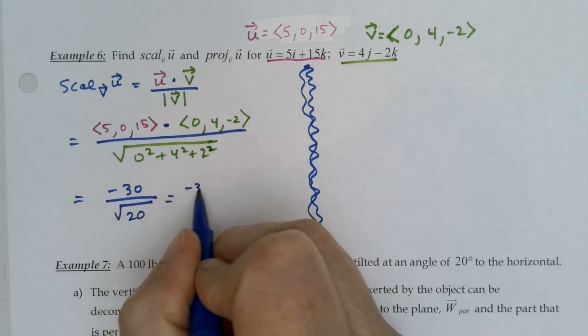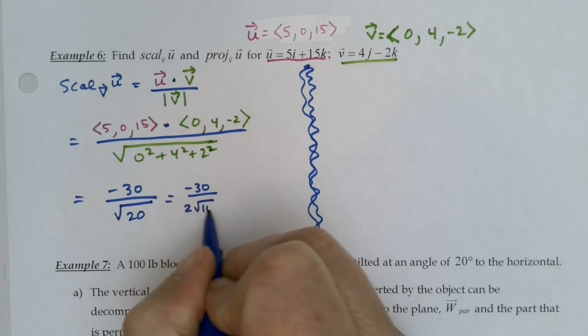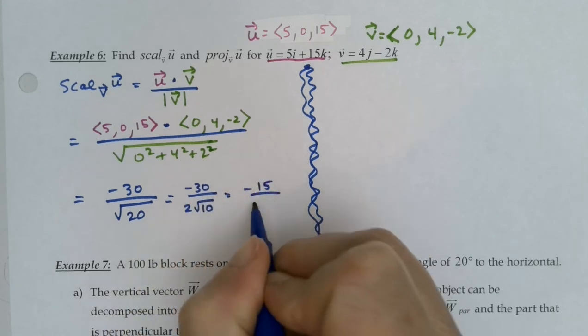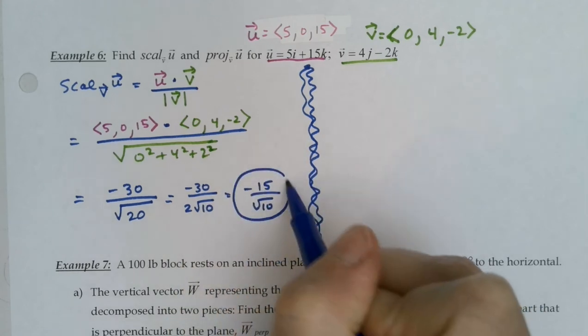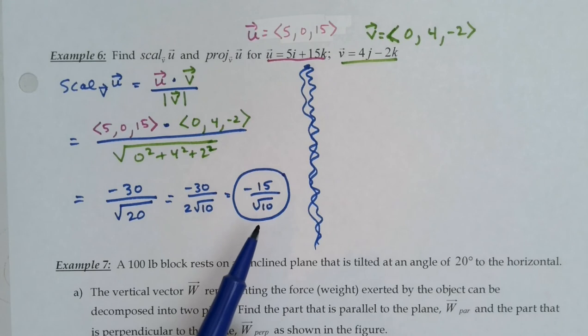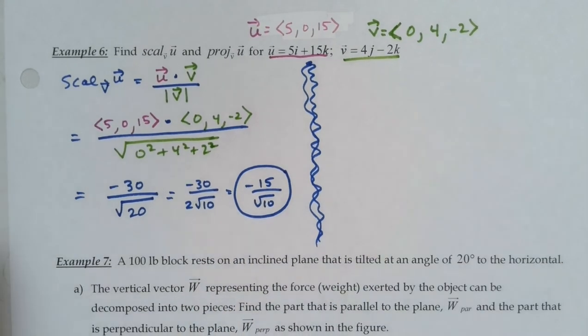4 goes into that, so that's negative 30 over 2 square root of 10, which would be negative 15 over the square root of 10. It's a scalar. It's a number. Right? Okay, now what about this one, the projection part?